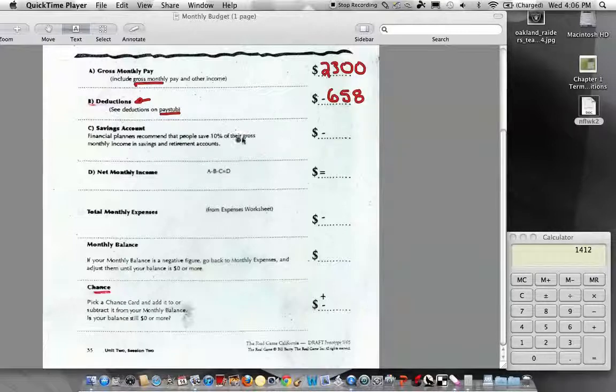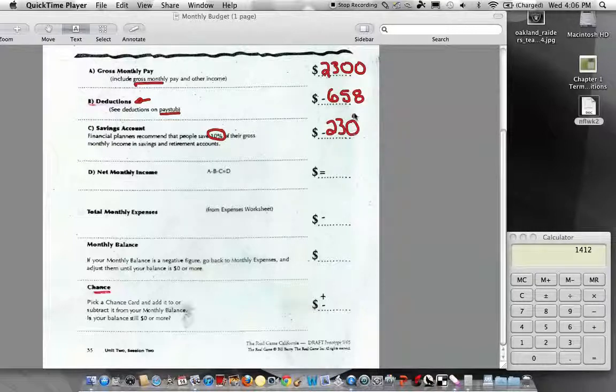You have to put savings, because they recommend that you always put 10% of your gross income into your savings account for any type of emergency. You lose your job, something happens, you have to put 10% of that. So when I multiply 10% from my 2,300, I'm going to go 2,300 in my calculator times 0.10, and I end up getting $230.